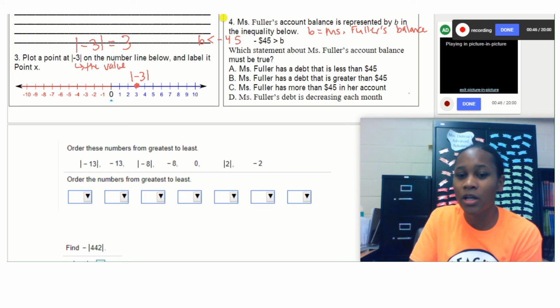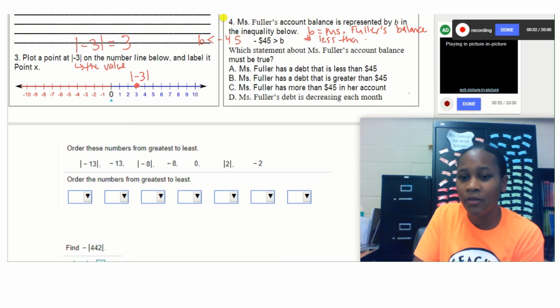So we're looking for a number that's less than -45, or you want to look for a debt, since debt represents a negative situation. We want to look for a debt that's greater than $45. A debt that's greater than $45 is a number that's lower than negative 45.